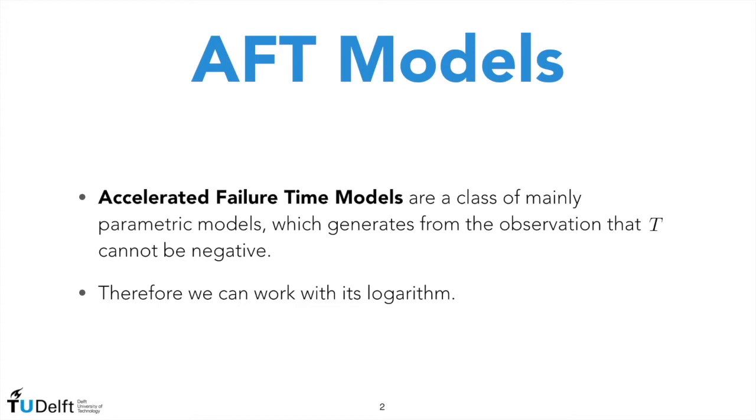Accelerated failure time models are a family of essentially parametric models that start from the consideration that the random variable capital T cannot be negative. This is true both when capital T represents time, but also under other specifications. You will find more details on the course platform when we deal with LGD. Now, since t cannot be negative, we can work with its logarithm.